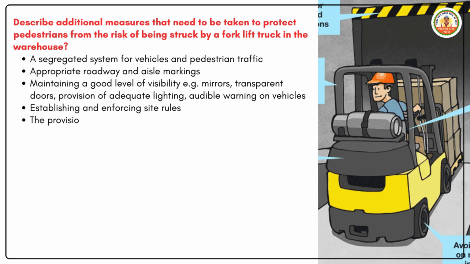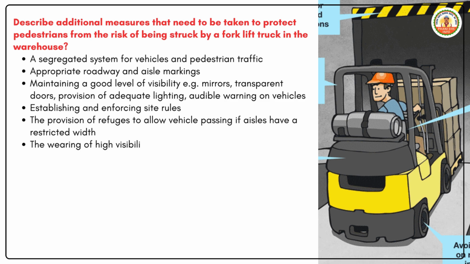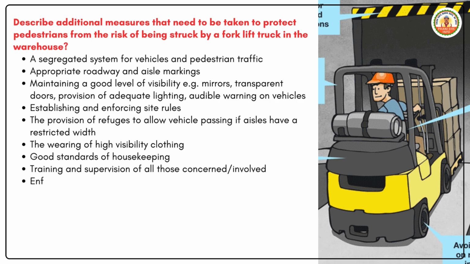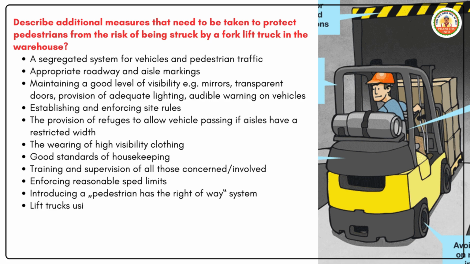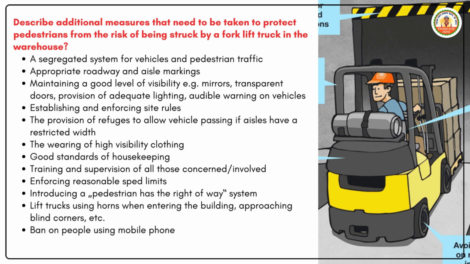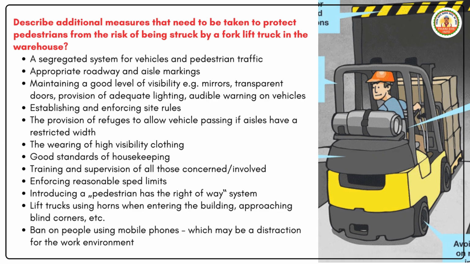The provision of refuges to allow vehicle passing if aisles have a restricted width. The wearing of high visibility clothing. Good standards of housekeeping. Training and supervision of all those concerned involved. Enforcing reasonable speed limits. Introducing a pedestrian has the right of way system. Lift trucks using horns when entering the building, approaching blind corners, etc. Ban on people using mobile phones, which may be a distraction in the work environment.